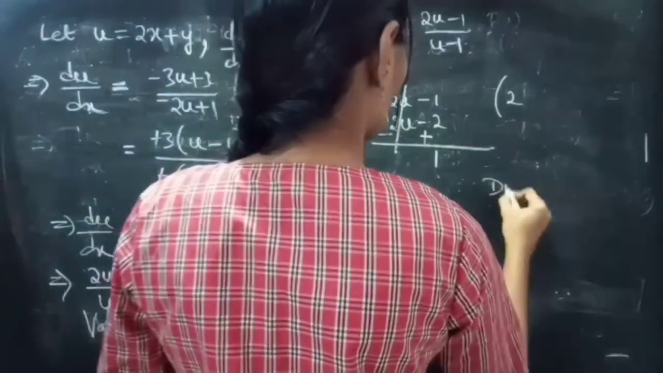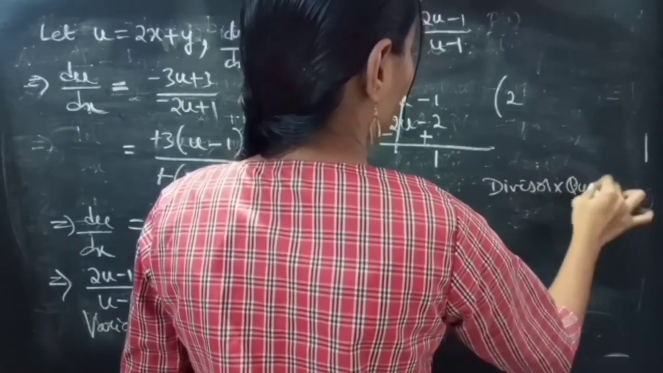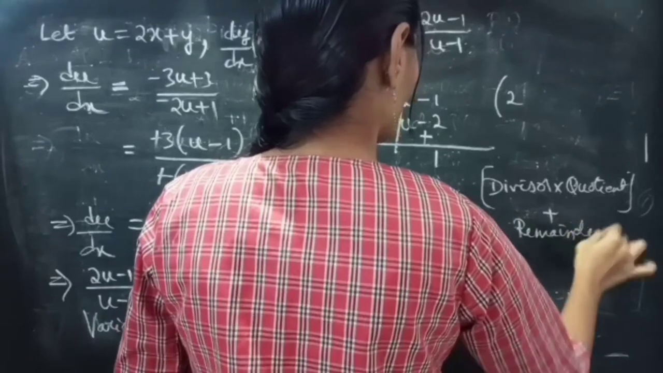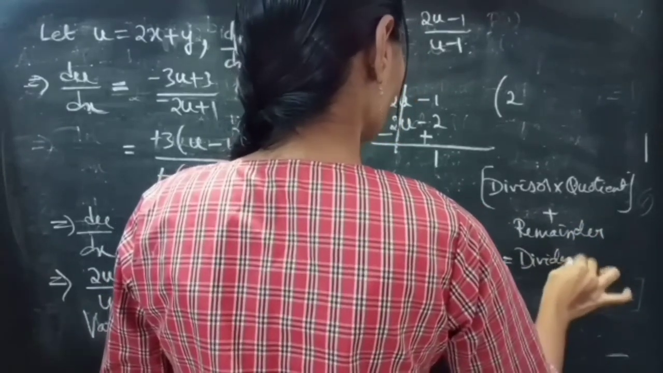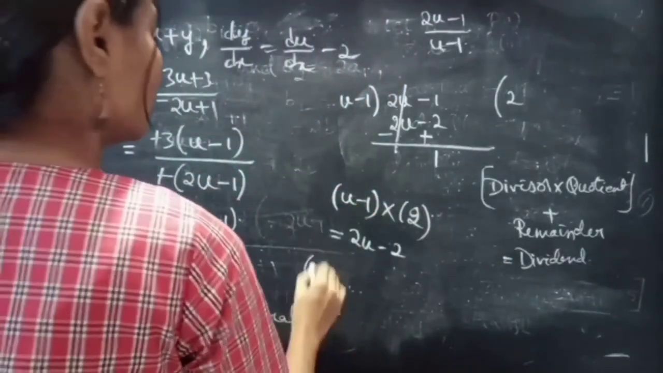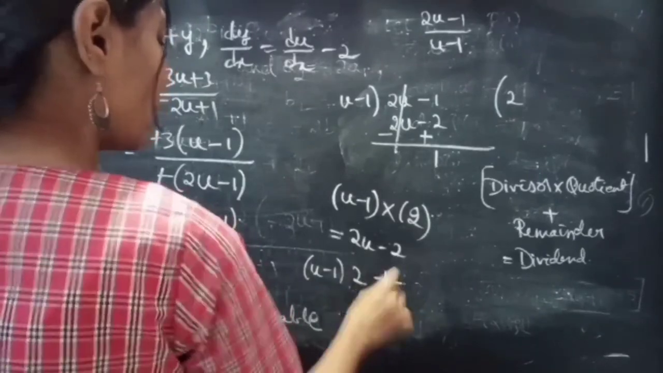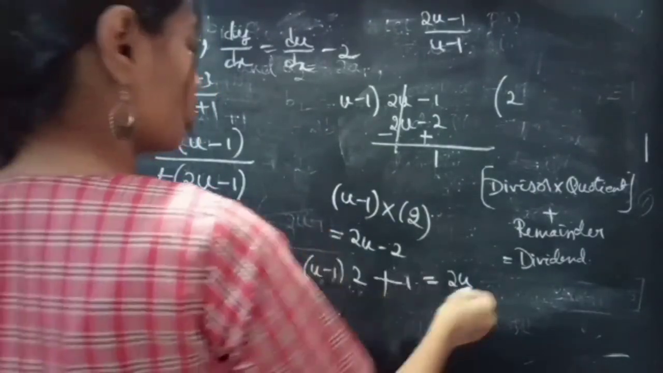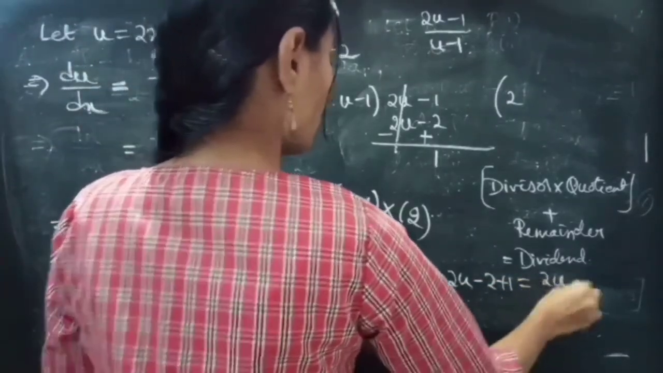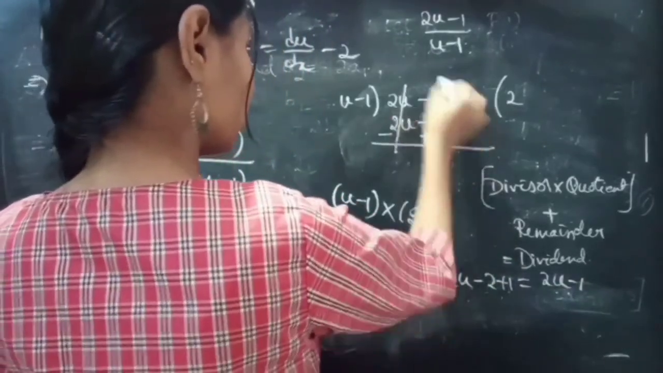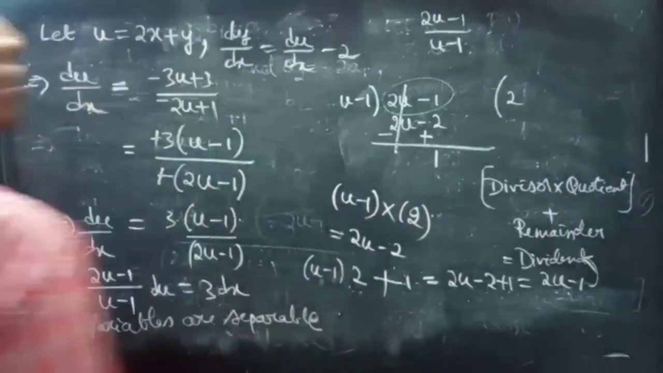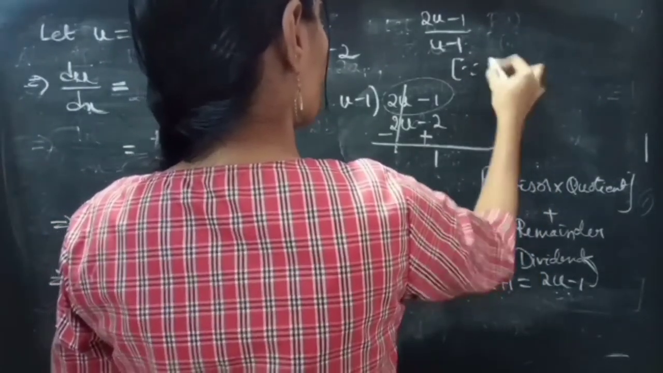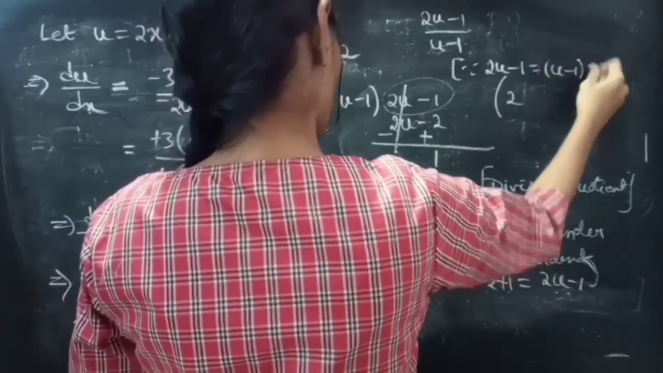You know that divisor into quotient plus remainder gives the dividend. So consider divisor into quotient plus remainder, that is 1, equals u minus 1 into 2, minus 2 plus 1, which equals 2u minus 2 plus 1, that is 2u minus 1, which is our dividend. So now we can replace 2u minus 1 by u minus 1 into 2 plus 1, since 2u minus 1 equals u minus 1 into 2 plus 1.